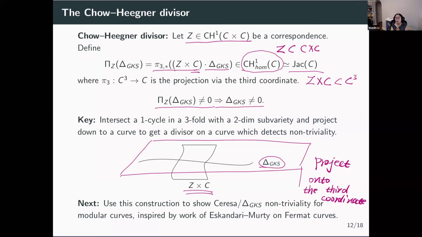And we know that if the Chow-Heegner divisor is non-trivial, or non-torsion in the Jacobian, it implies the Ceresa cycle is non-torsion in the Chow group. And that is true for any Z. If I could find a single Z such that the Chow-Heegner divisor constructed from that particular Z is non-trivial, it implies this Delta GKS is non-trivial. Before I move on to modular curves, let me tell you the power of this construction.